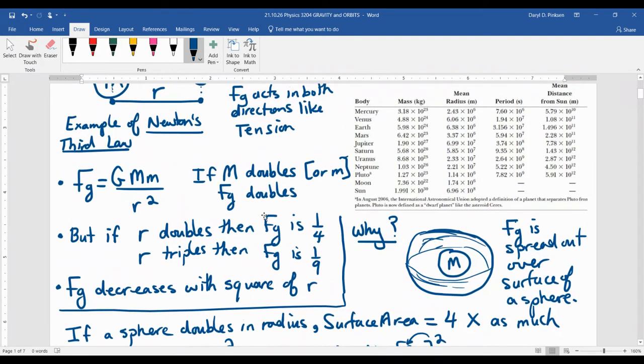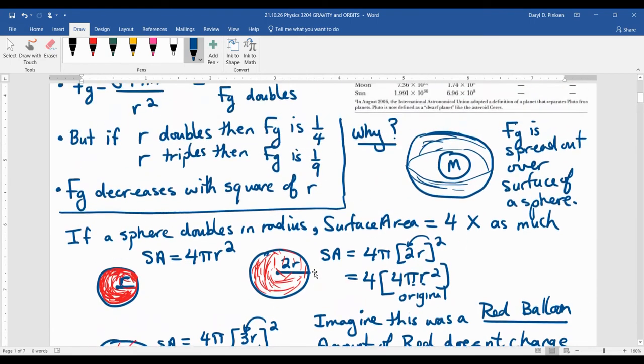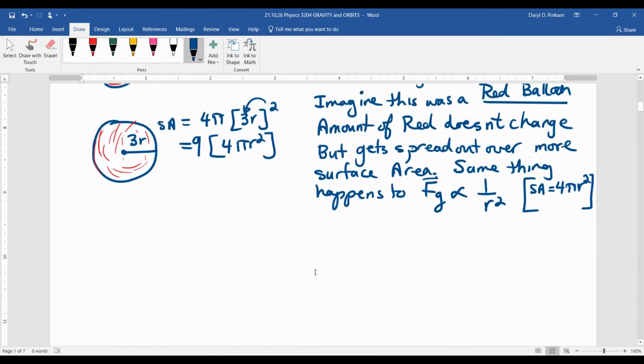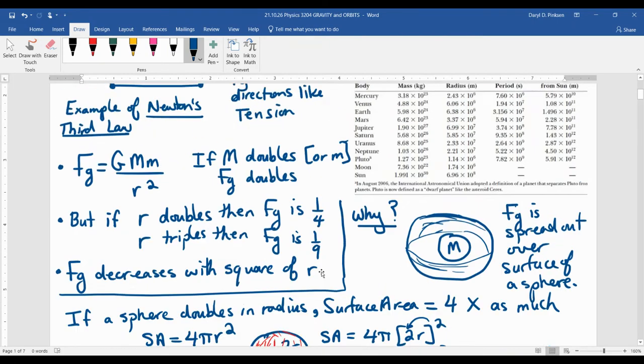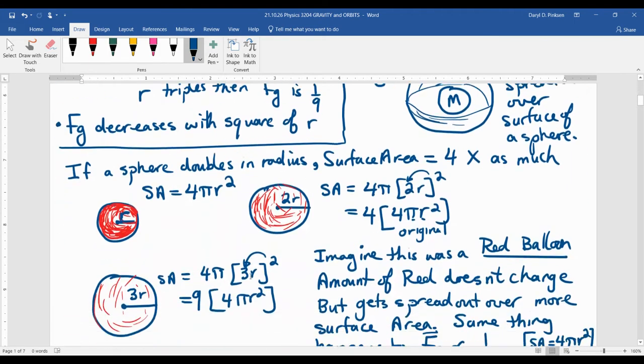So I'll just go back up here again. You can see, when the r doubles, the force of gravity is only a quarter because there's 4 times as much surface area. When you triple the radius, the force of gravity is 1/9 because you have 9 times as much surface area. Hopefully that helps explain why the equation has this form. It's just a geometric property of the fact that we're dealing with 3 dimensions, and the surface area of a 3-dimensional sphere is related to r squared.